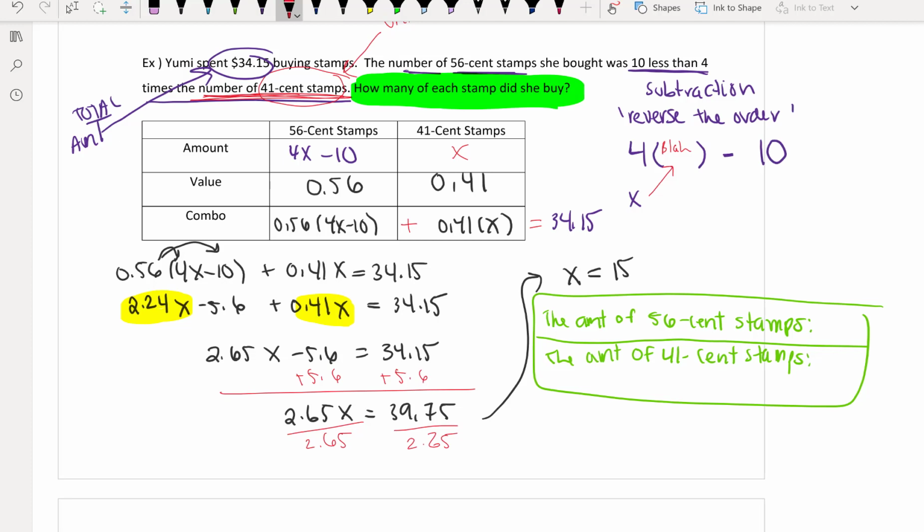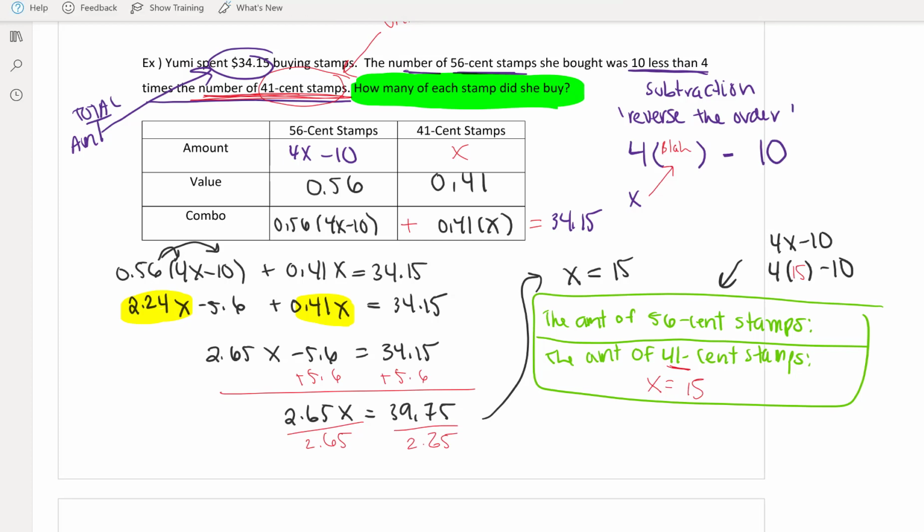I know at the very least that the amount of 41-cent stamps was x, and x was equal to 15. And don't forget the 56-cent stamps. This one was equal to 4x minus 10. So I have 4, and what I'm going to input is that 15. So 4 times 15 minus 10 gives me a total of 50.